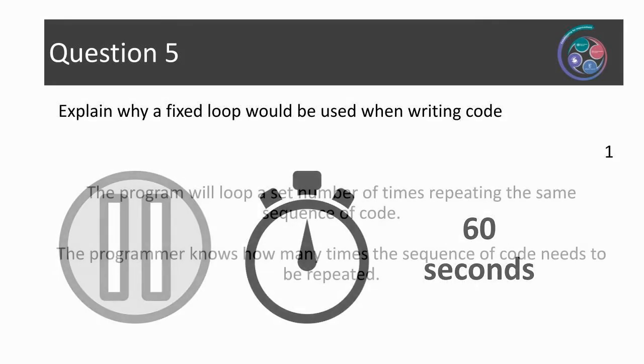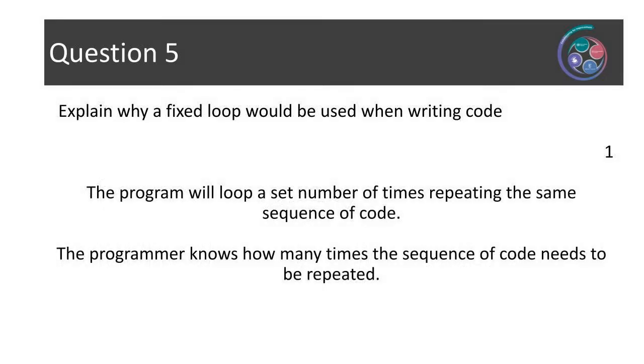Let's take a look at the answer to question number 5. We want to explain why a fixed loop would be used when writing code. There's a few ways we can phrase this, but effectively the program will loop a set number of times, repeating the same sequence of code. So you're trying to get across this idea that the program is going through line by line, and as it moves through that loop, it will keep repeating each of those lines of code a set number of times.